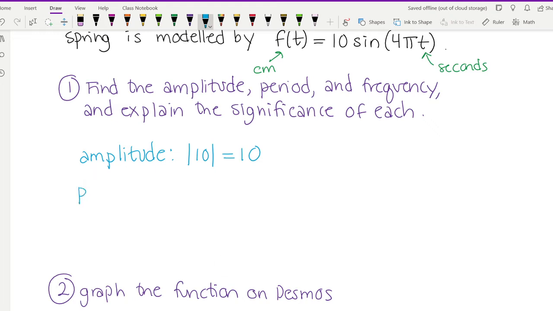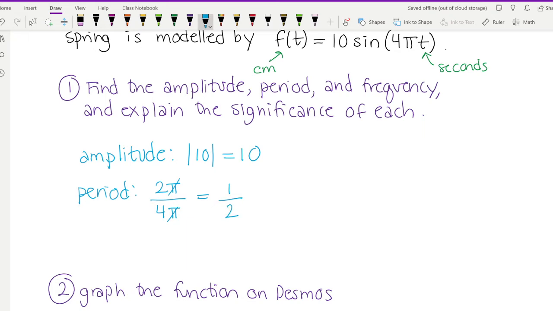Okay, what about the period? Well, remember that we find the period by taking 2 pi and dividing it by the number that's getting multiplied with t. So in this case, that would be 2 pi divided by 4 pi. The pi's will cancel out. We'll have 2 over 4, which is 1/2.